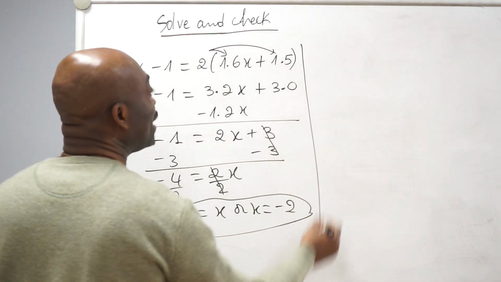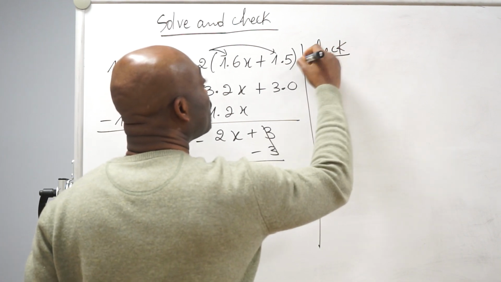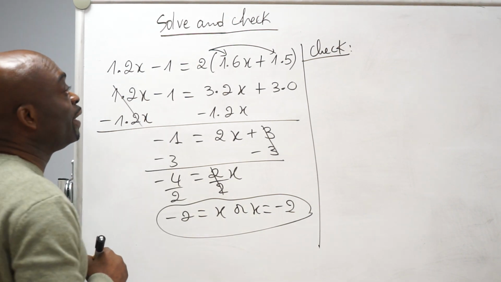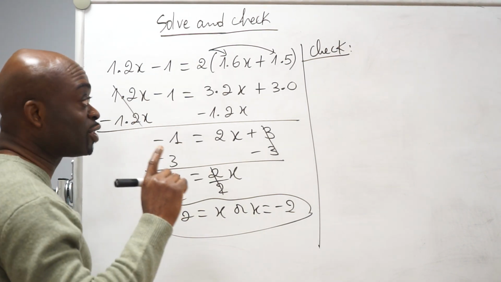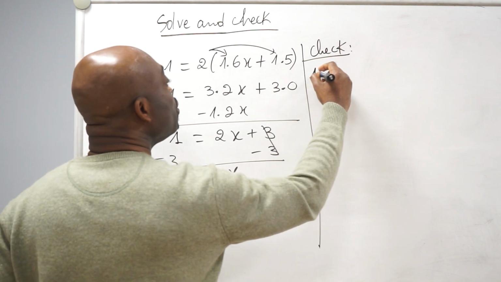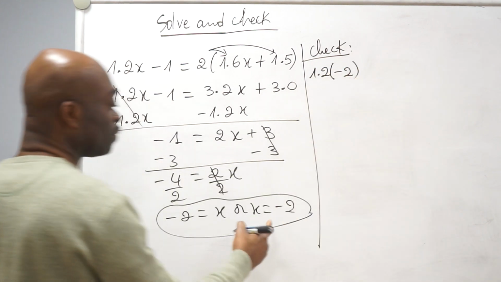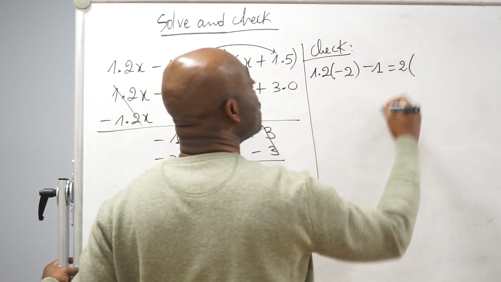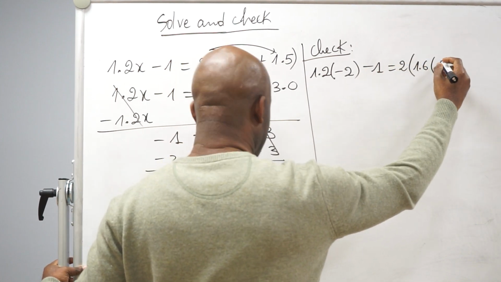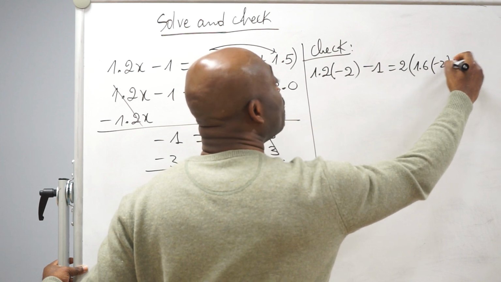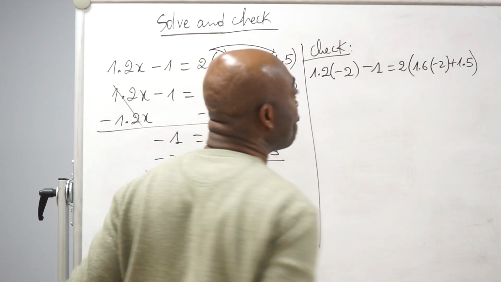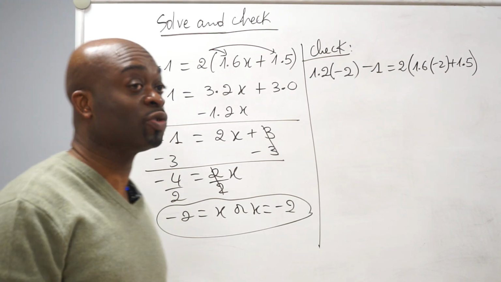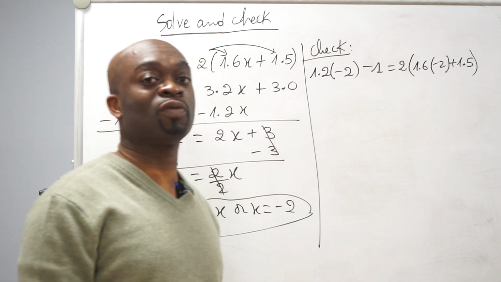All right? So checking it means we take the -2 and substitute it in the original equation. In the original equation, ladies and gentlemen. So we have 1.2 times -2 minus 1 equals 2 times (1.6 times -2 plus 1.5).